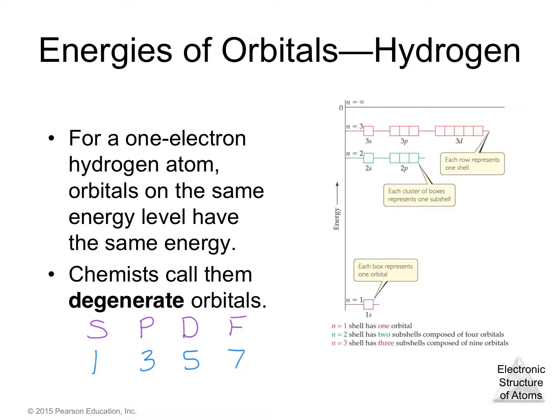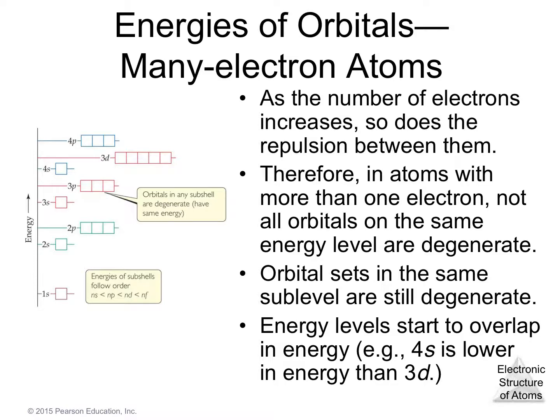The difference between this diagram for hydrogen and this diagram for more complex atoms is that for hydrogen, everything on the same energy level falls in a line, has the exact same energy. For more complex atoms, you see that here's your 3. These 3 were all on the same line on the previous slide. And now, for a more complex atom, each subshell increases a little bit in energy. So here's your 1s, your 2s and 2p, 3s, 3p, 3d.